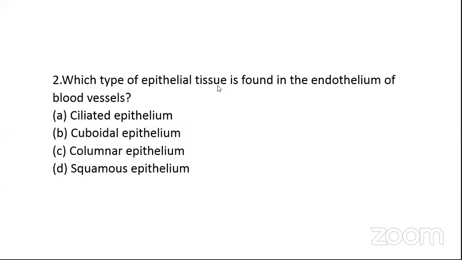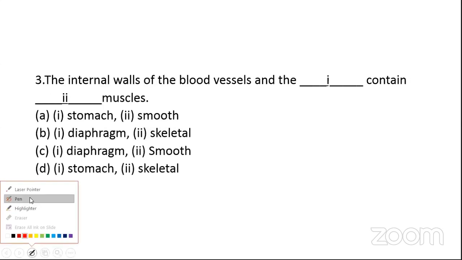Please answer. Which type of epithelium is found in endothelium of blood vessels? So the endothelium of blood vessel has squamous epithelium. It has a single layer of squamous epithelium. So remember this, squamous epithelium.